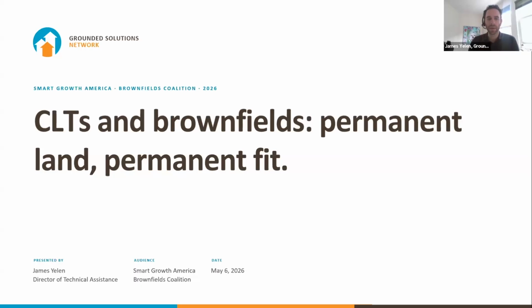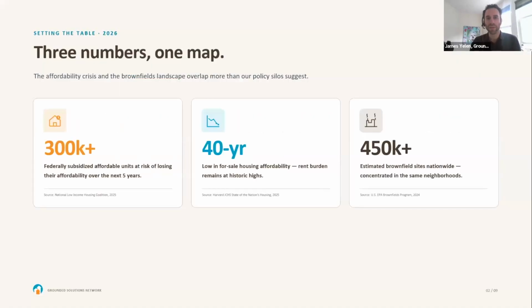But I'm here to talk about community land trusts in particular and how we all feel that they are uniquely well suited to steward formerly contaminated land and get it back into community use. So I'm going to be walking through that a little bit. But before I even talk about what a community land trust is, because I know we're all coming from different backgrounds with different levels of familiarity, I want to provide a little bit of context centered around these three numbers on the screen. I think they really paint an important picture for where we're at in the current moment.